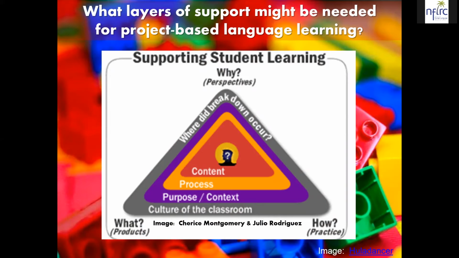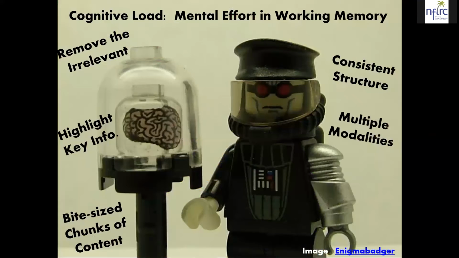We have to provide cultural support in terms of the culture of the classroom, support in terms of the purposes of the learning and the context for the learning, support for the processes and the content, and support for the thinking. In other words, what we're trying to do is reduce the amount of mental effort that the learner's brain has to engage in order to process the content and produce the language.